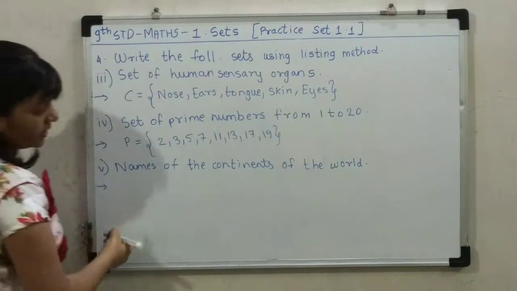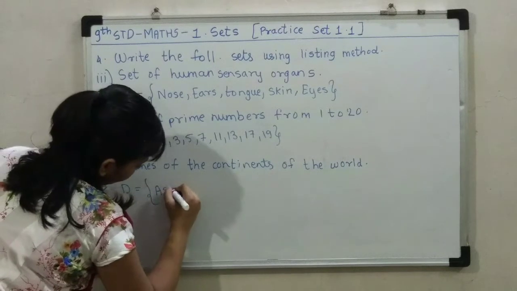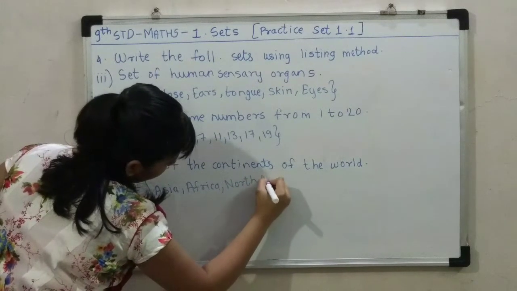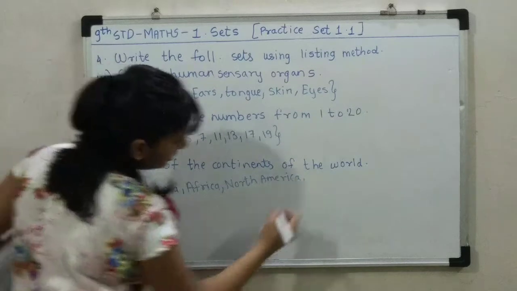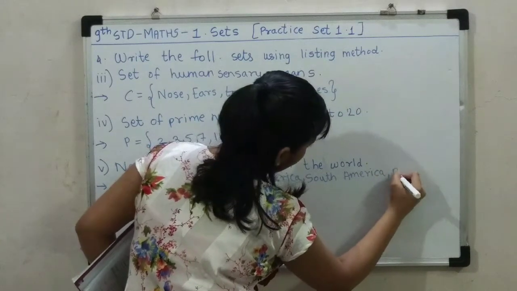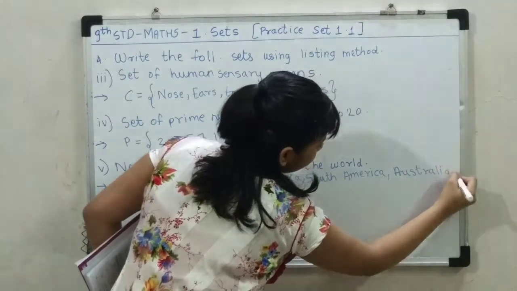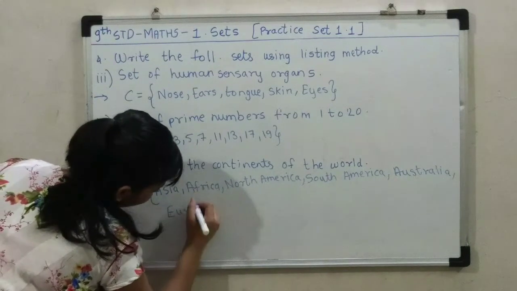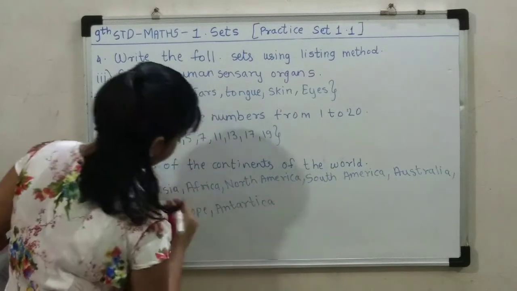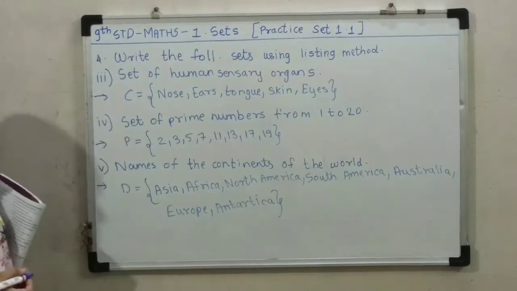Then names of the continents of the world. So suppose set D is equal to, continents are Asia, Africa, North America, South America, Australia, Europe, Antarctica. So this is the last question of 4.